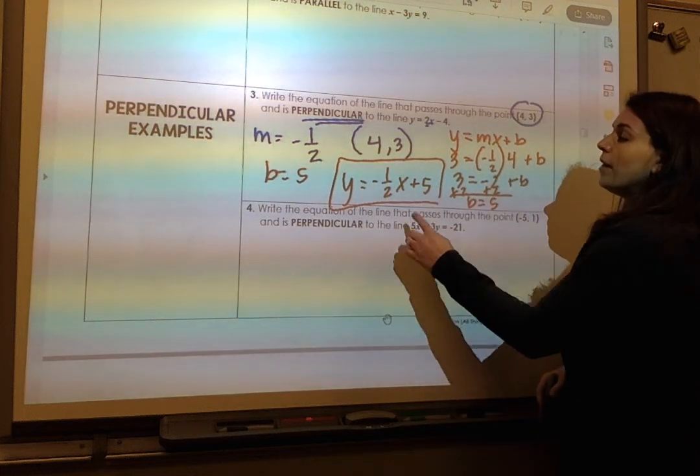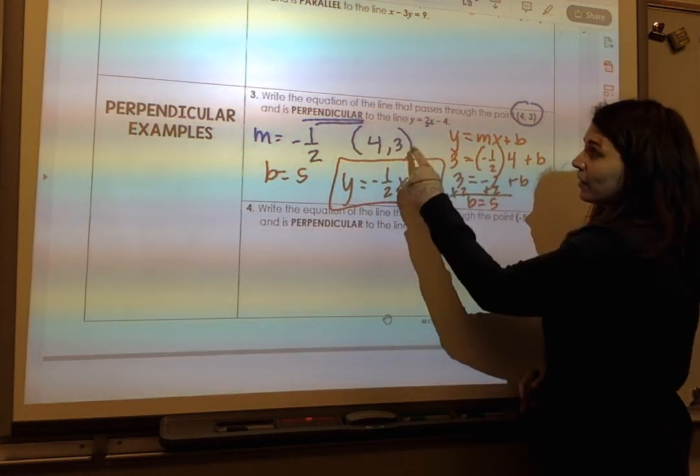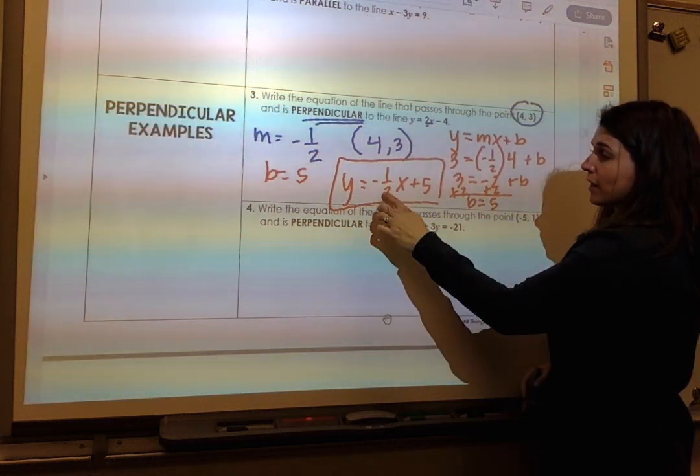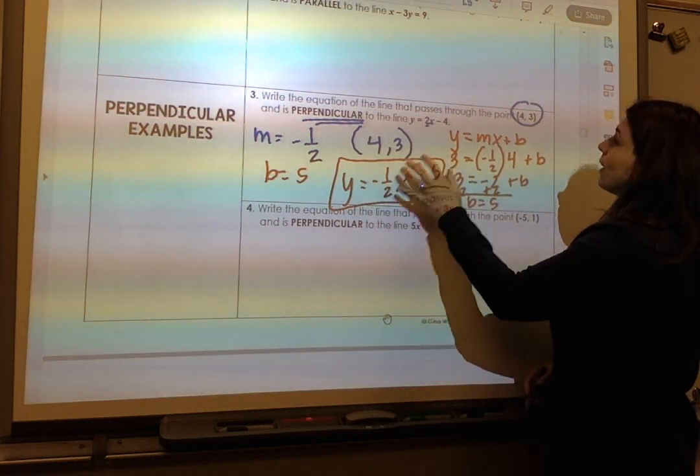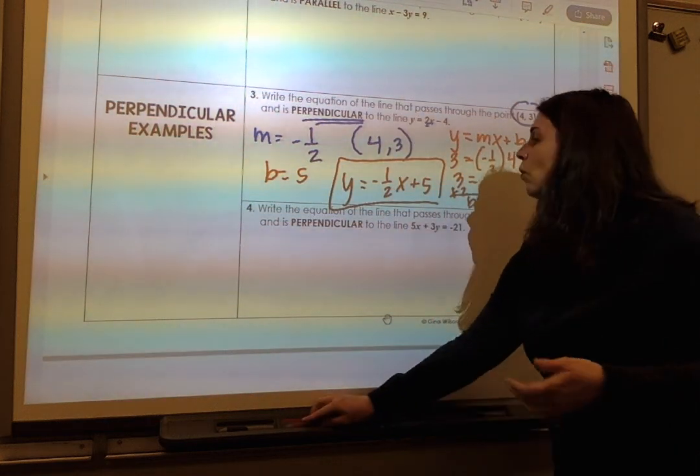And now this line is perpendicular, and I can tell they're perpendicular because they both have negative reciprocals. This one's positive 2, this one's negative 1/2. And this line will pass through the point (4, 3). I know that because if I check it, watch what happens.